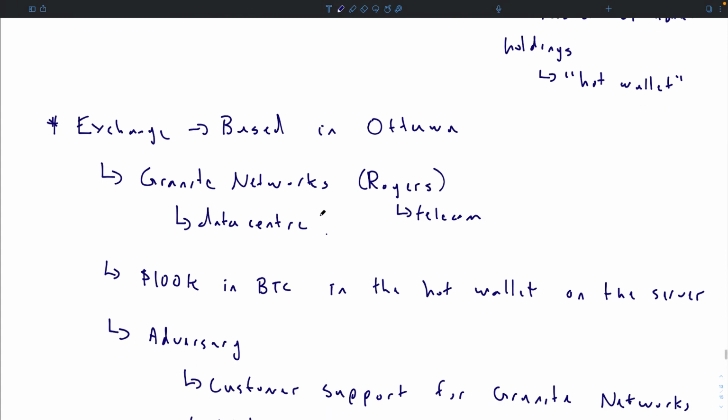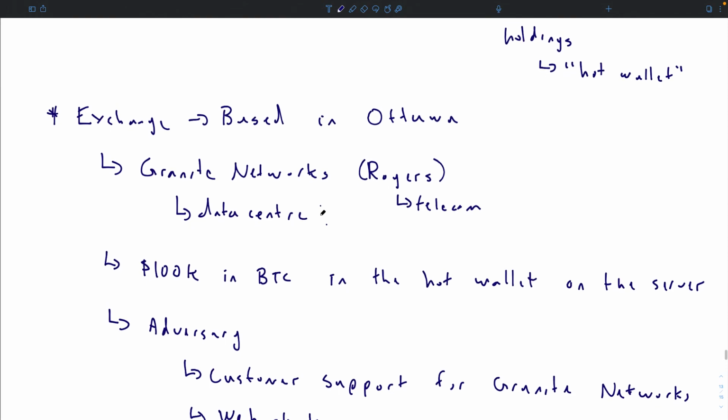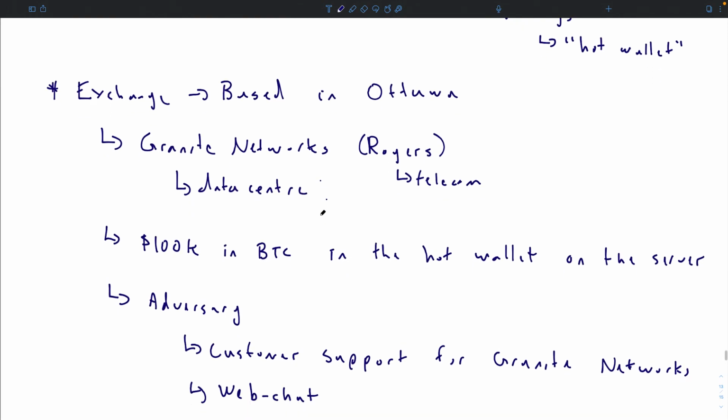They contacted customer support for Granite Networks. In this case, they didn't call them or go in person. They actually just used the web chat. On websites there's that little chat box that pops up and you can ask things. That's all they did. They just opened it up and basically said, hey, we're from this exchange and you have one of our servers and we're having problems with it and we're wondering if you can help.